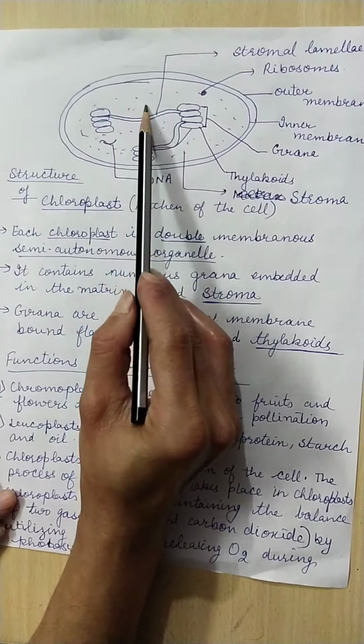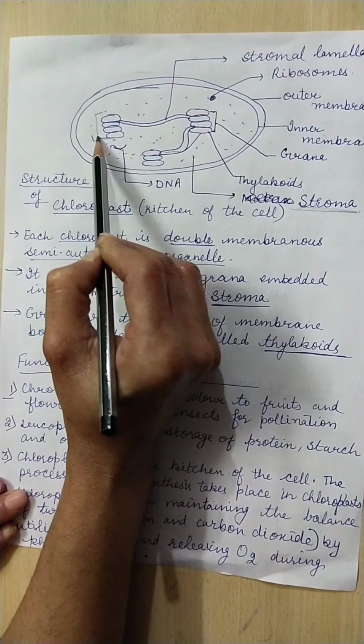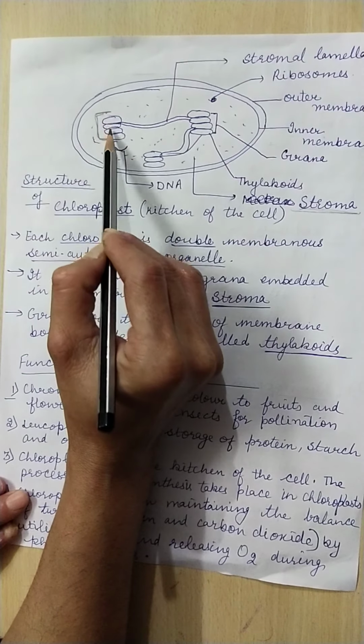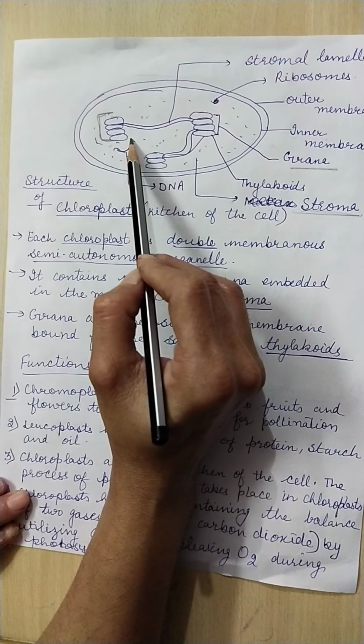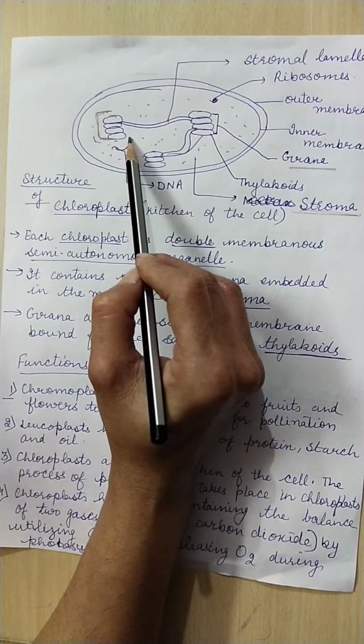There are the thylakoids. These thylakoids are arranged one above the other and they form a stack. एक गट्ठा बना देते हैं. This stack of thylakoids is known as grana. Like mitochondria, chloroplasts also contain DNA and certain ribosomes, due to which they are also semi-autonomous organelles. Due to ribosomes and DNA, they are capable of synthesizing their own proteins. So each chloroplast is a double membranous semi-autonomous organelle.